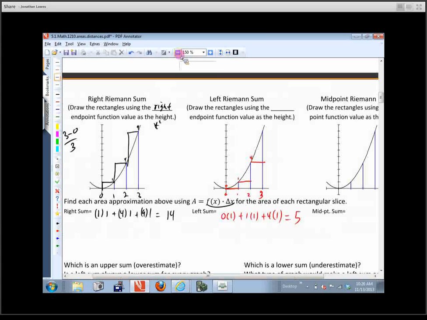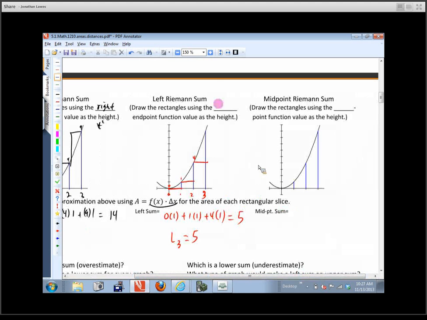Okay, now I'm going to make this just a little bit smaller for a second. Here's the notation that we normally use for these. I'm going to call this an R3, and that means a right Riemann sum, a right rectangular sum, using 3 equal subintervals. So the answer on that one was 14. We're going to do L3 to represent the left Riemann sum using 3 equal subintervals. And this one we're going to do M3, and for this one, of course, we're going to use the midpoint.